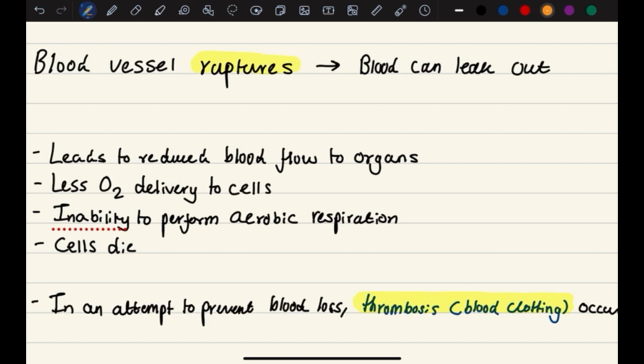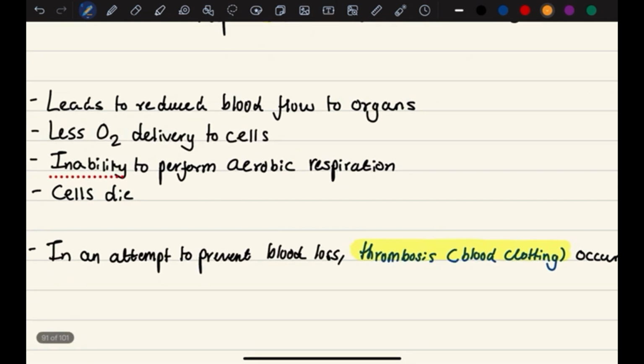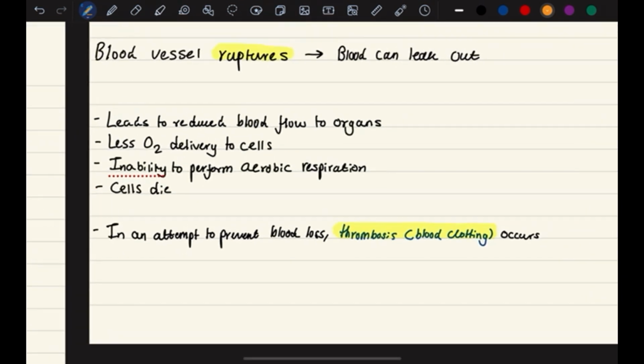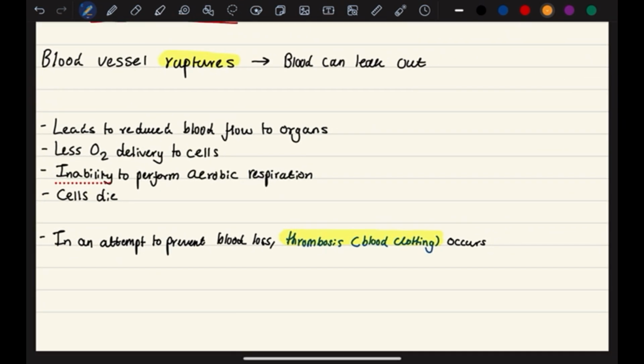Now, after that spiel, we know the body needs to react. It needs to do something that's going to restore that blood flow. Hence, in an attempt to do that, the process of thrombosis will occur. So this is why we have thrombosis. It's because we're trying to restore that blood flow. So we want to seal off the vessel that's just ruptured. We want to seal that off to restore the blood flow. That is thrombosis, blood clotting, which we're going to get into now.